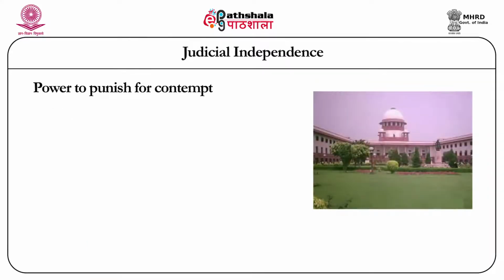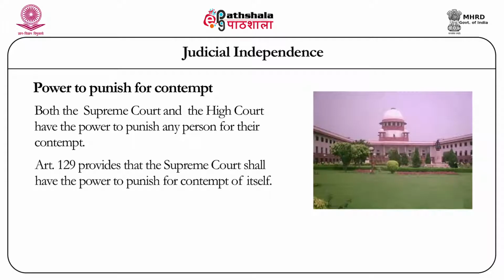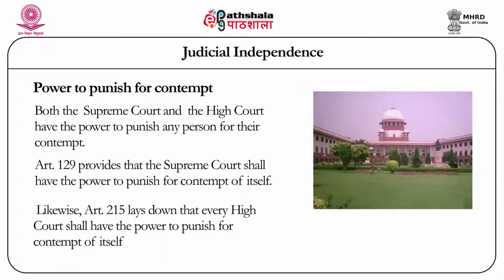The power to punish for contempt of Supreme Court and High Court goes a long way in ensuring the independence of the judiciary. Article 129 provides that the Supreme Court shall have the power to punish for contempt of itself. Likewise, Article 215 lays down that every High Court shall have the power to punish for contempt of itself. Thereby, both the Supreme Court and the High Courts have the power to punish any person for their contempt.